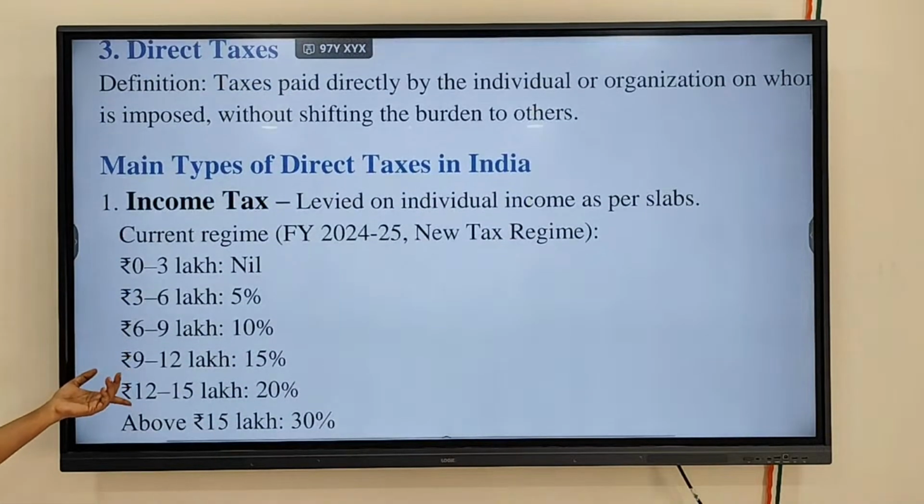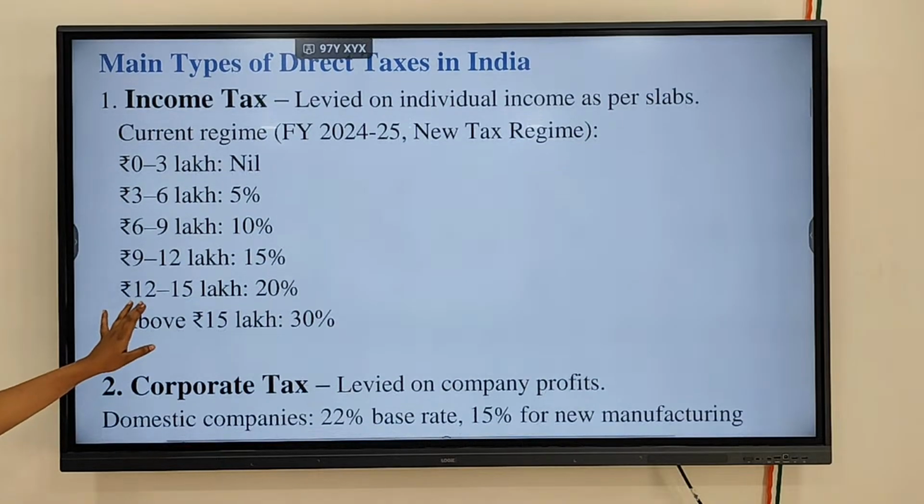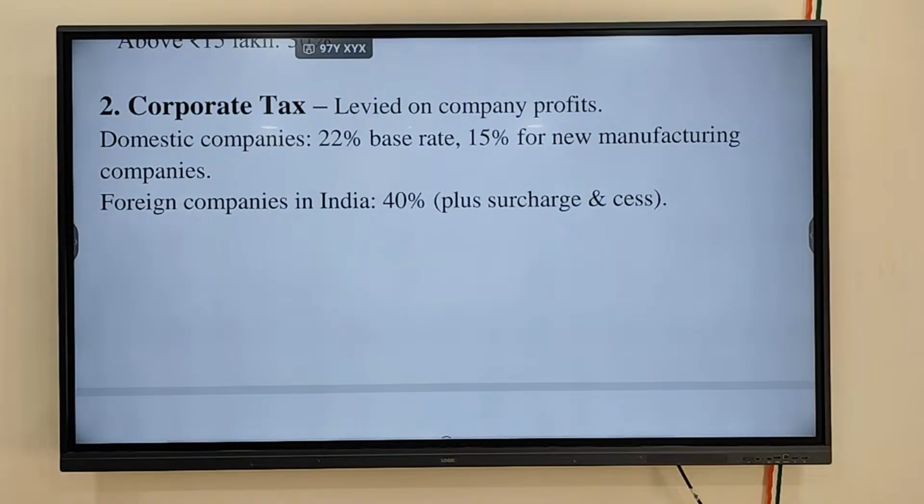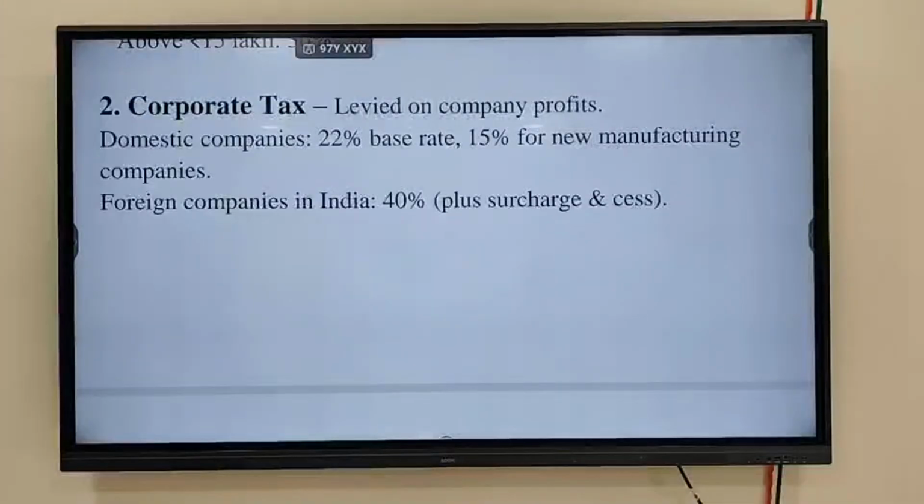Direct tax, as we have seen, the income tax. We have already discussed the current new regime and the tax slab also. And the corporate tax. What is corporate tax? This is the tax that we pay on corporate profits.